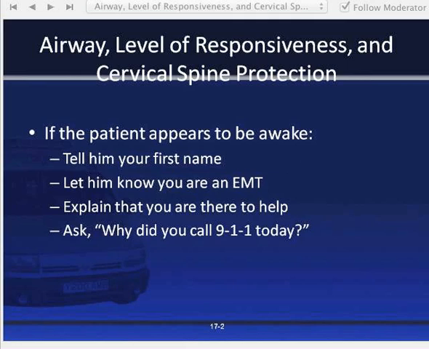After forming a general impression, begin the primary survey by assessing the patient's airway and level of responsiveness. Assessment of the patient's airway and level of responsiveness occurs at the same time.